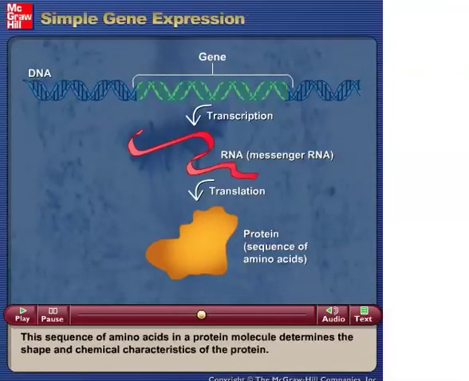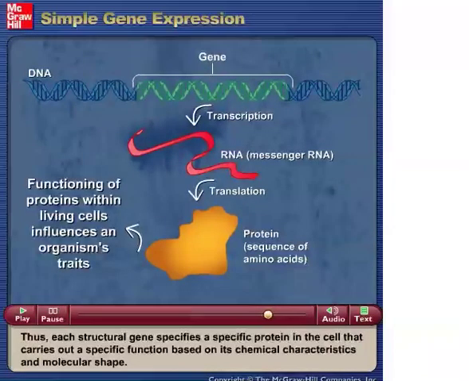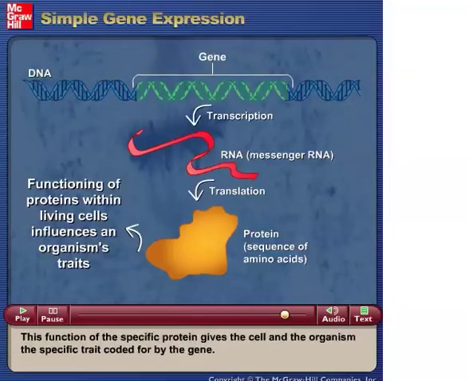This sequence of amino acids in a protein molecule determines the shape and chemical characteristics of the protein. Thus, each structural gene specifies a specific protein in the cell that carries out a specific function based on its chemical characteristics and molecular shape. This function of the specific protein gives the cell and the organism the specific trait coded by the gene.